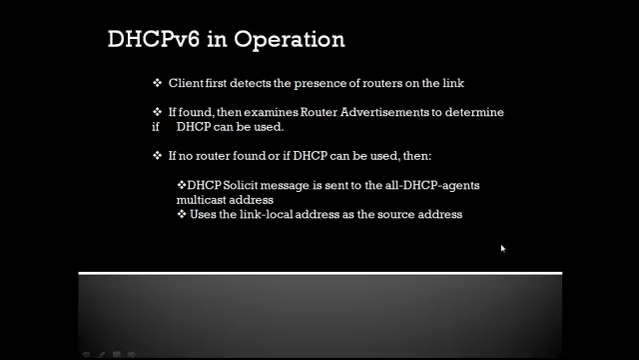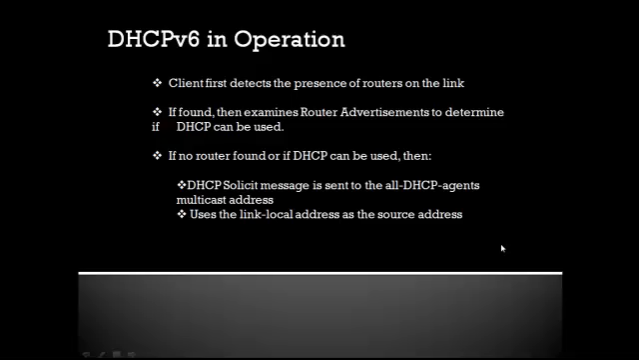The process for acquiring configuration data for a client is similar to that in IPv4, but with a few exceptions. Initially, the client must first detect the presence of routers on the link using neighbor discovery messages. If at least one router is found, then the client examines the router advertisements to determine if DHCP should be used. If the router advertisements enable use of DHCP on that link, or if no router is found, then the client starts a DHCP solicit phase to find a DHCP server.